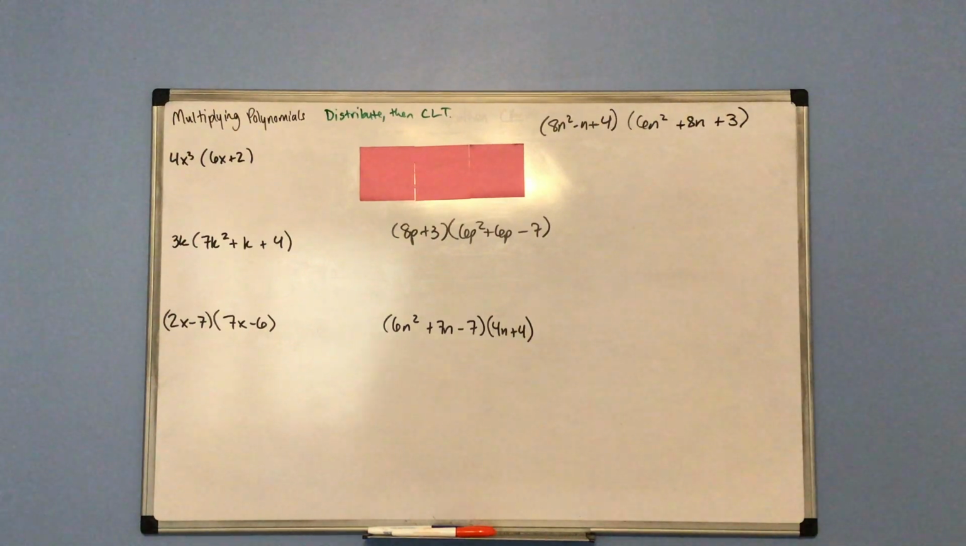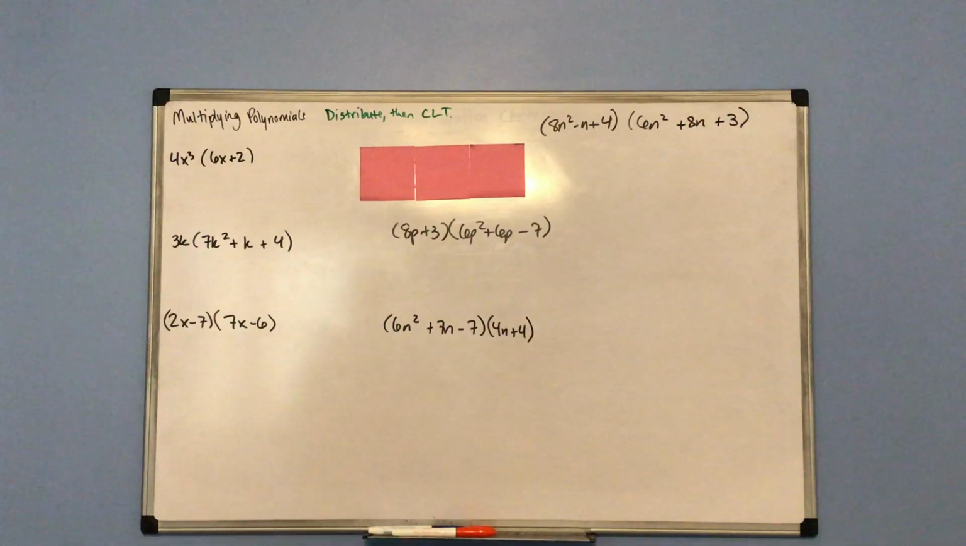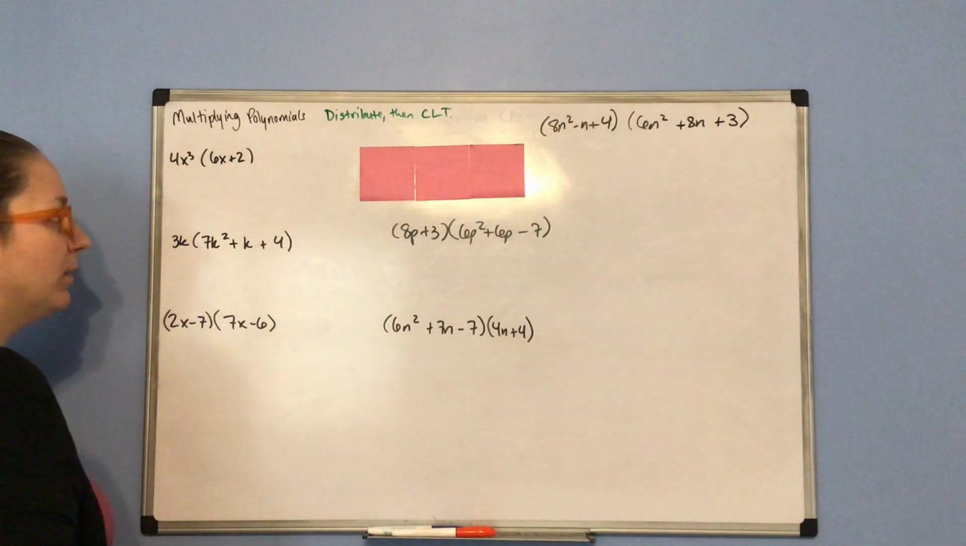Hello, today we're going to be looking at multiplying polynomials. The idea behind this is you need to distribute. Sometimes it looks more like double distribution or triple distribution. I'll explain that when we get there. And then once you've done all the distributing you can, you're going to combine any like terms that you have, if that's possible. So it kind of goes back to our product rule for exponents.